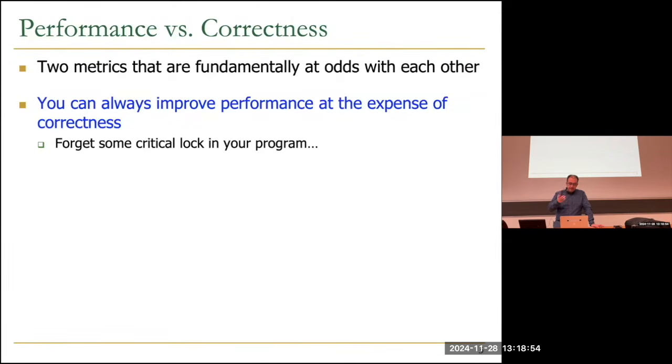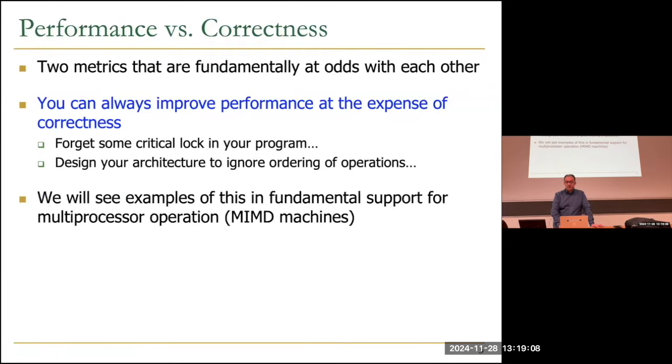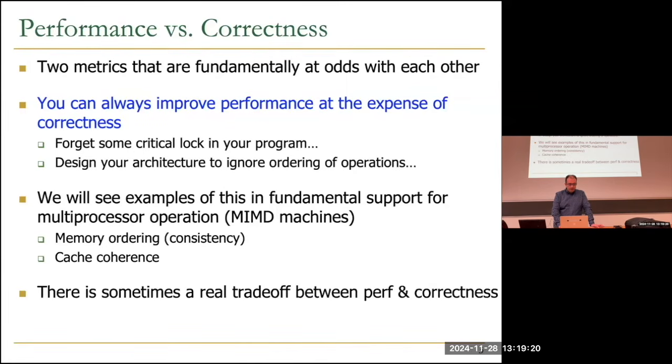So these things can be important, can provide better performance, but at the same time, you need to have some technique in order to recover from the execution which was not correct. Or for example, we can design our architecture to ignore ordering of operation. We're gonna see today actually about that. And we're gonna see examples in fundamental support in multiprocessor operation, MIMD, like memory ordering and cache coherence today.